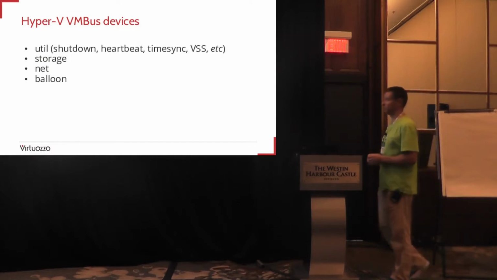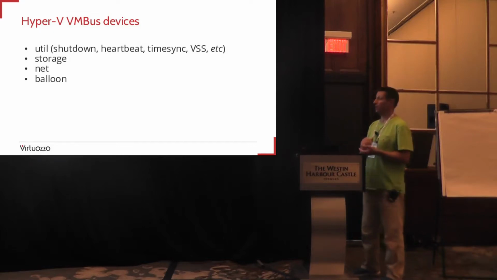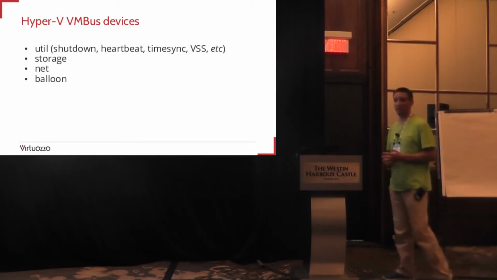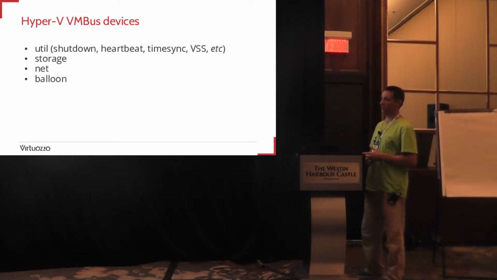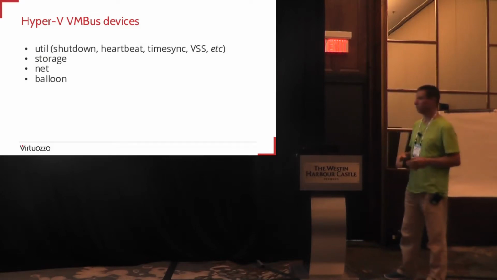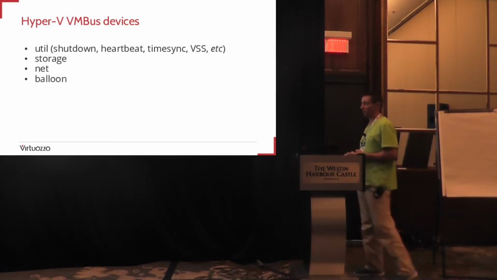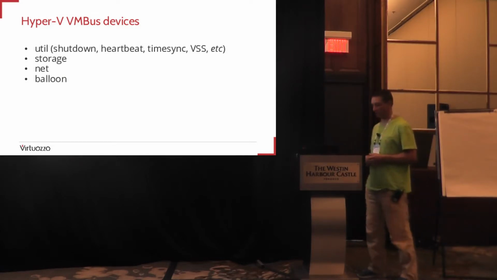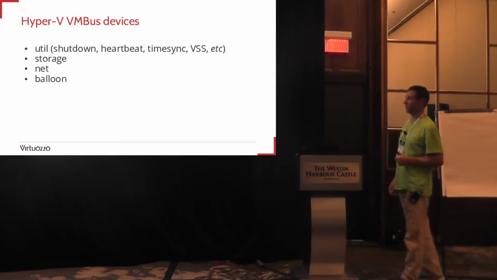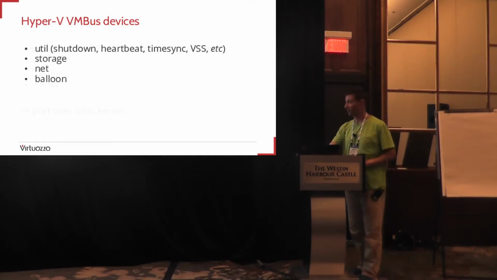We will start with utility devices because they are the simplest to implement. And we at the moment have a working prototype of that, but it is in a very ad hoc variant, so it needs to be ported over to the infrastructure that has landed already in the KVM. The work on storage and network is in the planning stage, so not a lot to say about it at the moment. And then there's the balloon device.